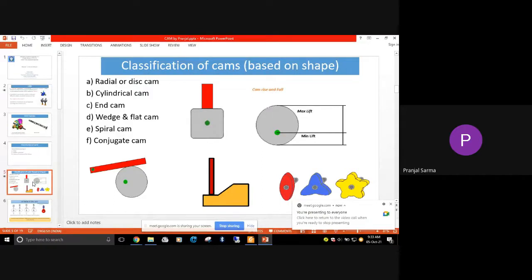So yesterday we discussed different classifications of cams based on their shape. We can have radial cam or disc cam, we have cylindrical cam, end cam, wedge and flat cam, spiral cam, conjugate cam, etc.